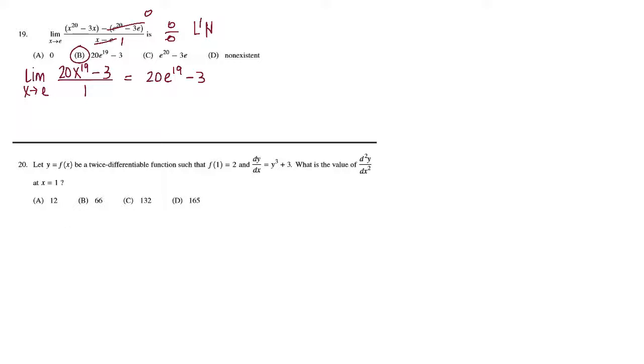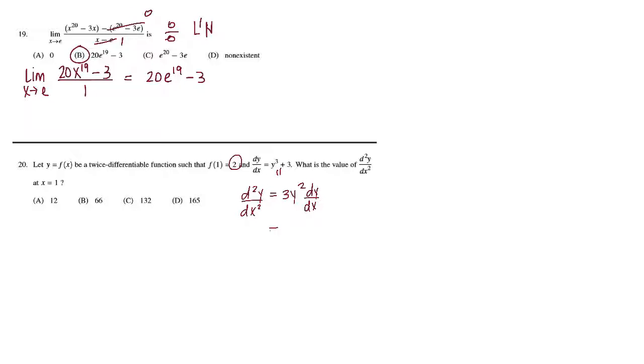Moving on to the next one, we need to find the second derivative value at 1. When we find that derivative, we are going to end up with our second derivative, d squared y over dx squared, equal to 3y squared dy dx. And so we need to find our dy dx value. We already know our y value, so our dy dx value is going to be 11.